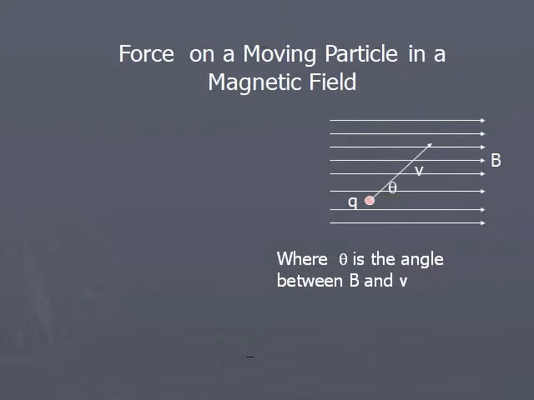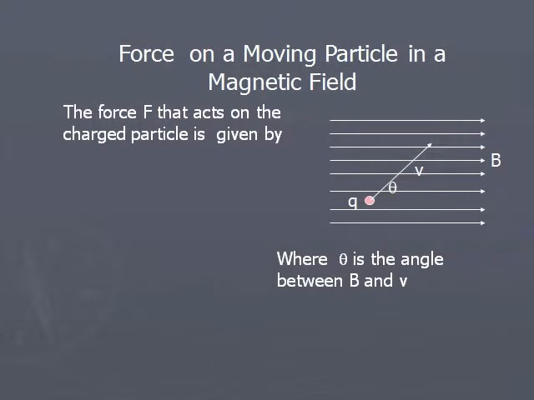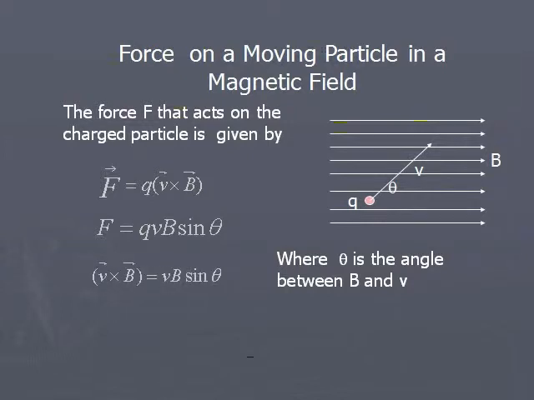The force on this charged particle F bar is given by Q into V bar cross B bar. Or the scalar form is F is equal to QVB sin theta, because V bar cross B bar is equal to VB sin theta.